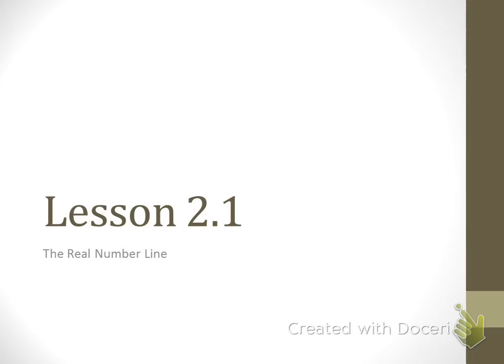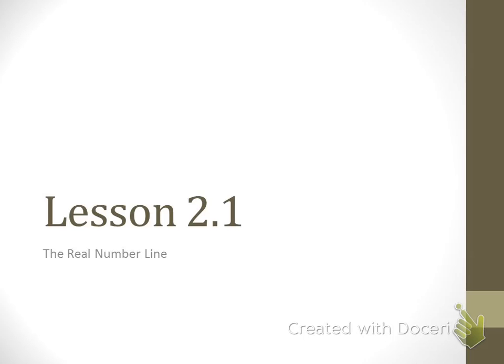Lesson 2.1, what we're going to be talking about is the real number line. In some sort of math class that you've already had, you should have talked about positive and negative numbers. What the number line does is it gives me a visual of these positive and negative numbers. We can see clearly which one's smaller, which ones are larger, okay?